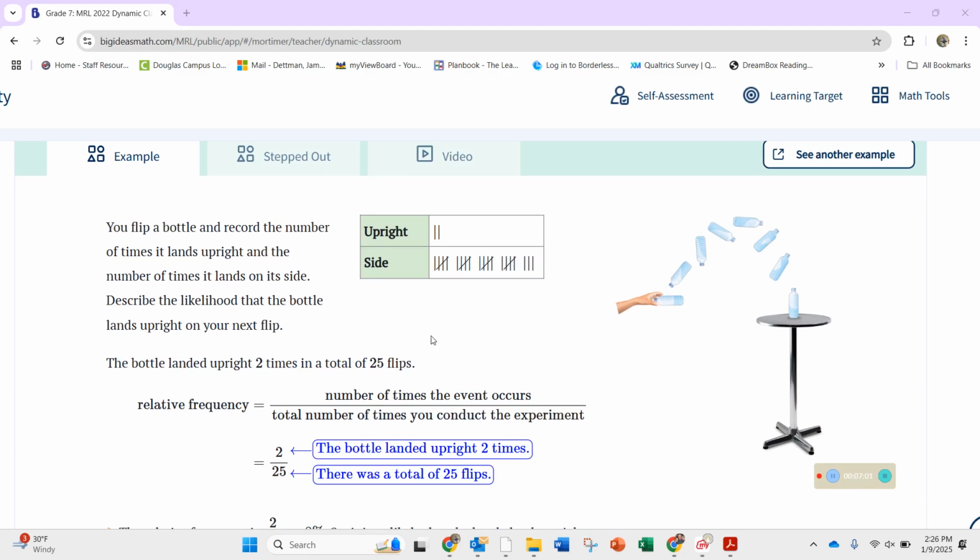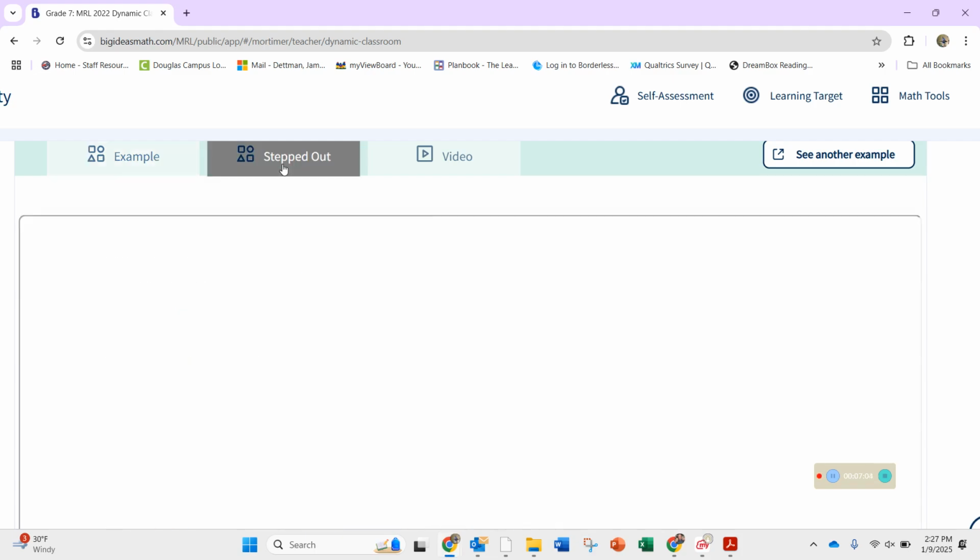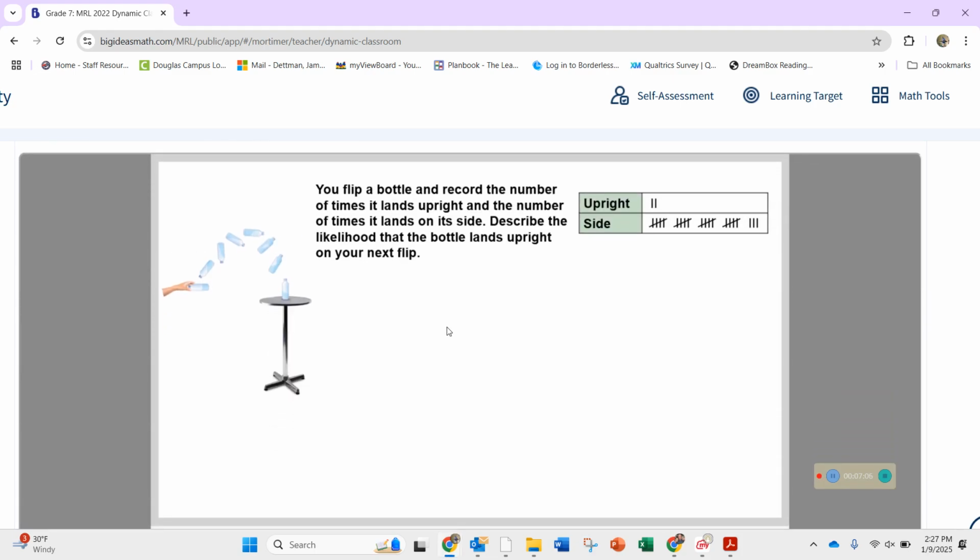But we're going to do one of those examples right now, okay? So this is something I see people doing in class all the time. Not all the time, but sometimes. You flip a bottle. You record the number of times it lands upright, the number of times it lands on its side, and then you describe the likelihood that the bottle lands upright on your next flip. So here's what happened. You've already done it 5, 10, 15, 20, 25 times. You have nailed it. It has stood up perfectly, just like it shows in the picture on the table. You've done that twice out of 25.